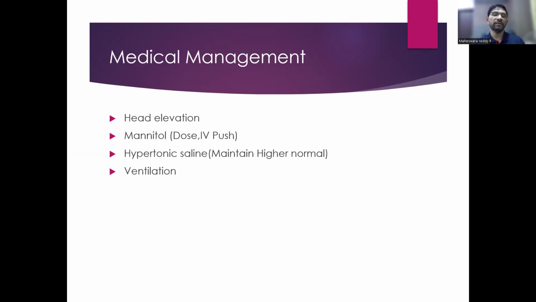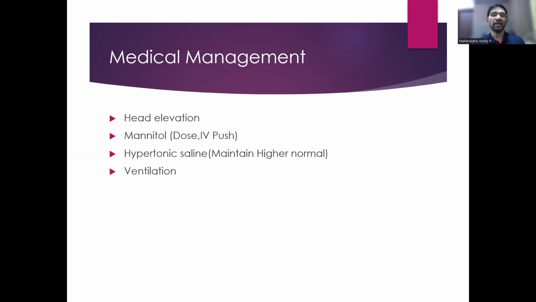What is the rationale behind that? Elevation of the head causes increased venous drainage from the brain through the internal jugular vein. Various hypertonic fluids like mannitol and hypertonic saline are given. How do they act? These hypertonic saline and mannitol increase the intravascular osmolality, and they draw the fluid from the brain parenchyma into plasma or blood vessels. They cause dehydration of the brain.